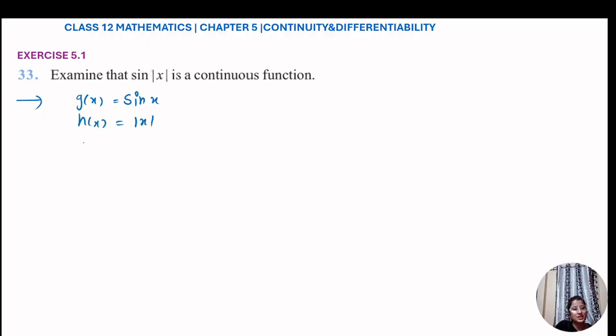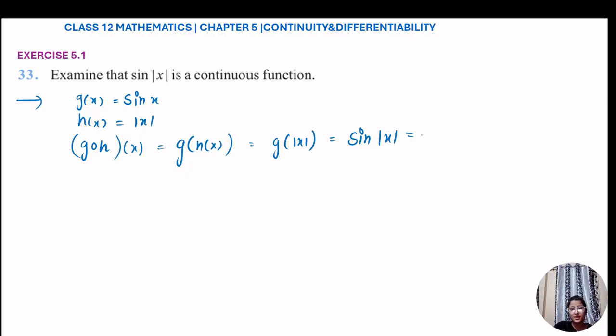So take your composition as g composition h. As you can see, if I take g composition h of x, this will be g of h of x. That is nothing but g of mod x. That is nothing but sine of mod x. Yes, this is the required f of x.